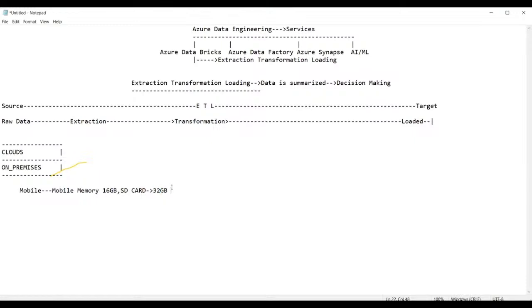So now tell me, in total what is the amount of memory you have in your mobile phone now? 32 plus 16, guys, tell me. 32 plus 16 means what? 48 GB. Very good. So totally, you can store up to 48 GB in your mobile phone along with the SD card. Now, the question is, suppose I have some more videos and photos, which amount to around 100 GB.